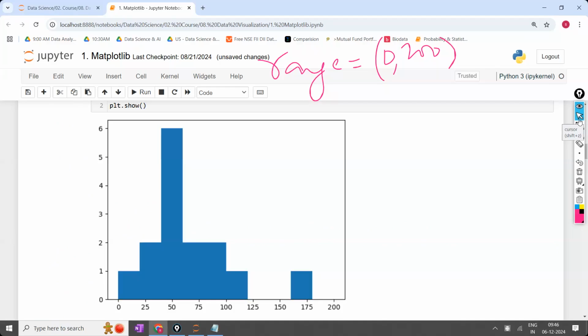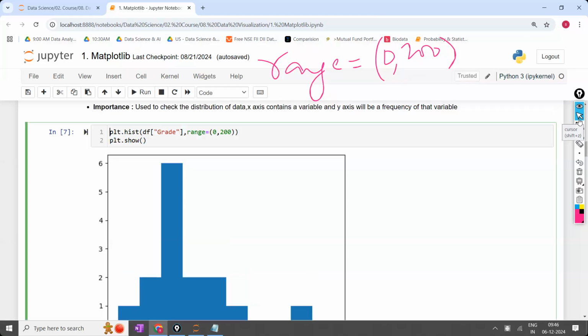So number of bins is equal to 10. What is the first interval? 0 to 20, 20 to 40, 40 to 60, 60 to 80, like this. Now maximum value is 200, minimum value is 0, and 200 divided by 10 gives an interval of 20.